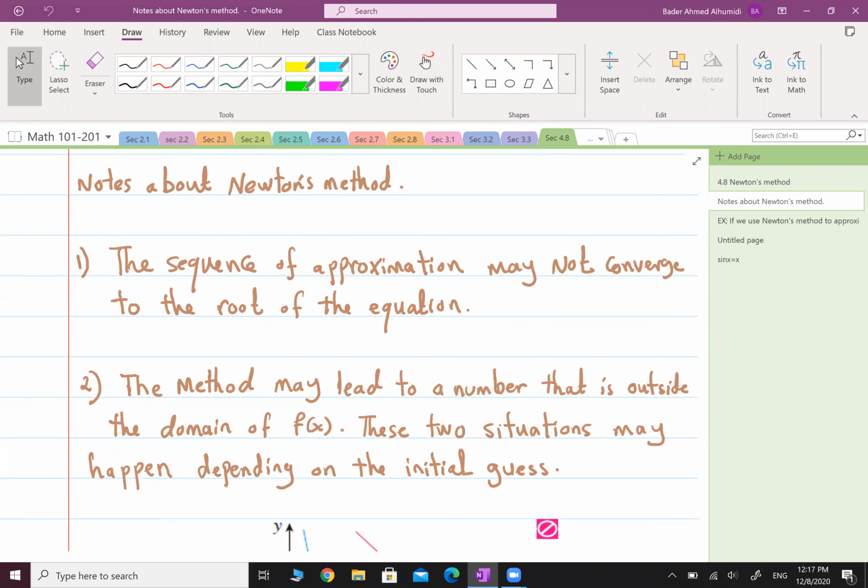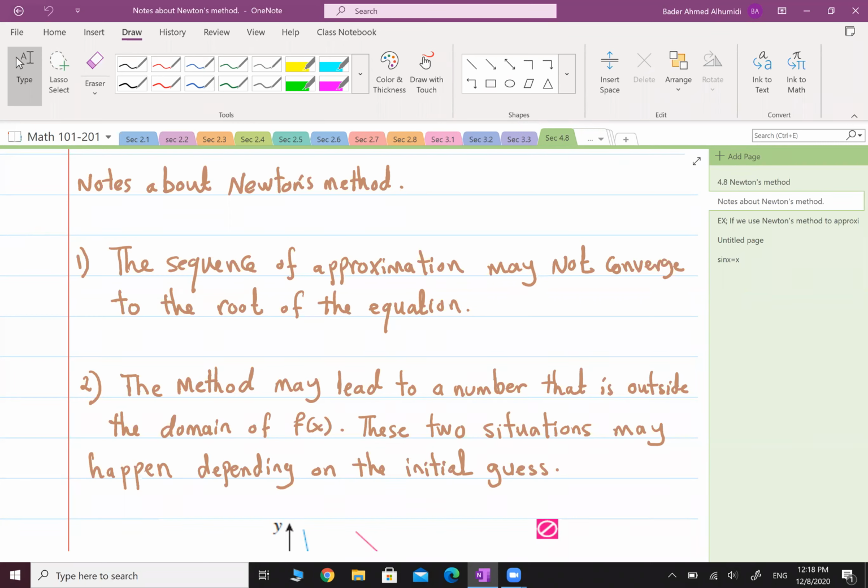Maybe it's not too interesting for us in Math 101, but always when you have a numerical method, people are interested to know the following. The first one: does this method really give us a good approximation? Does it converge, as we say in mathematics? Does it converge to the real root? That is one thing. The second one: how fast is it? This is a very interesting question always in a numerical method. What they call the efficiency of the method. How efficient is this method?